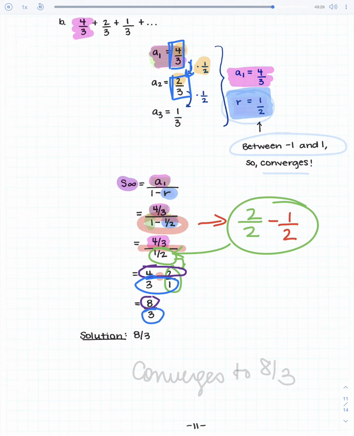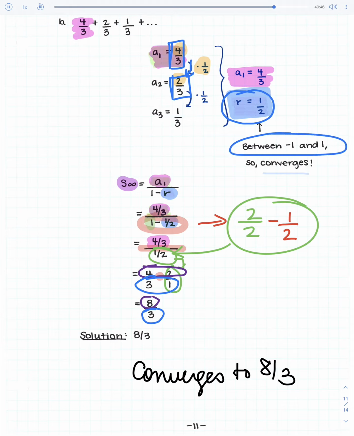So our sum converges to 8/3. And again, we knew that this was going to converge because our common ratio R, which is a half, is between -1 and 1. That's how we knew it was going to converge.